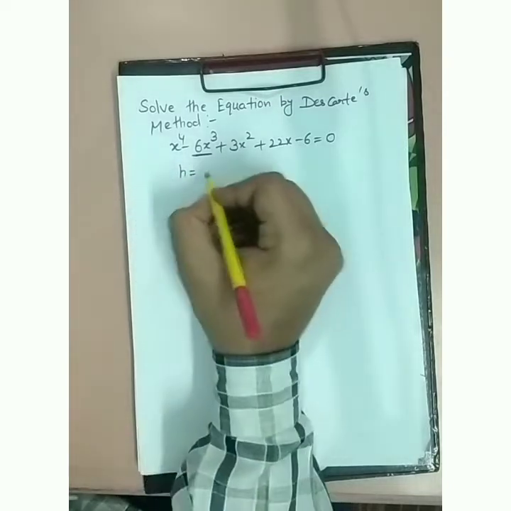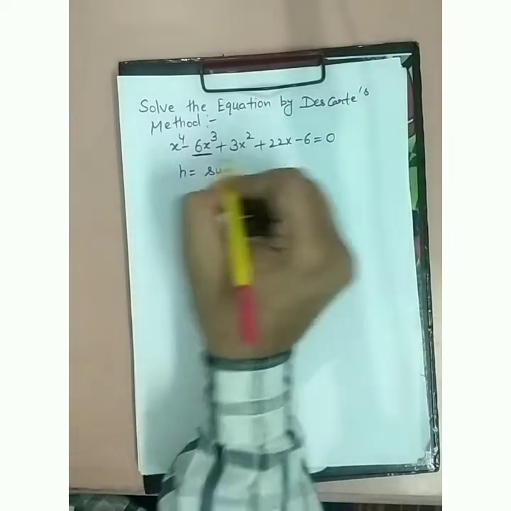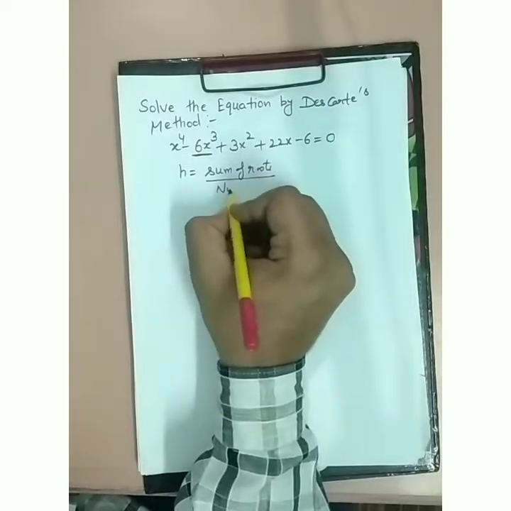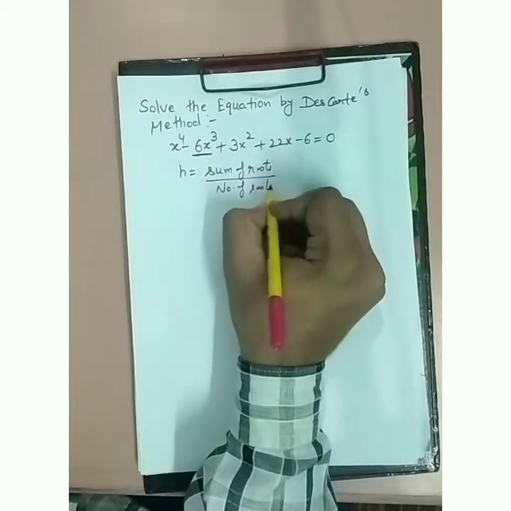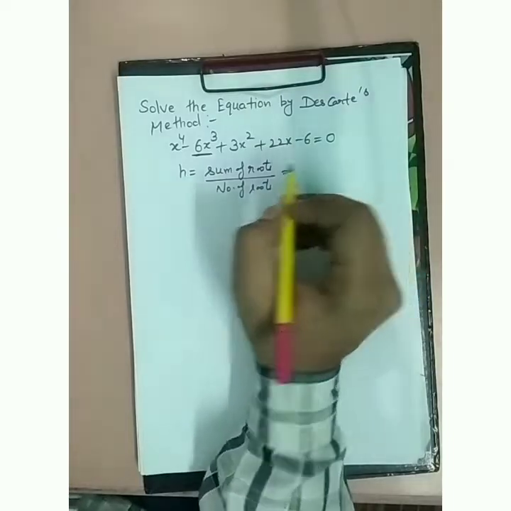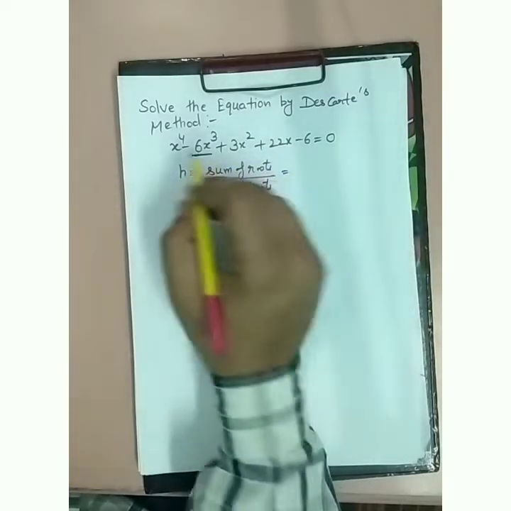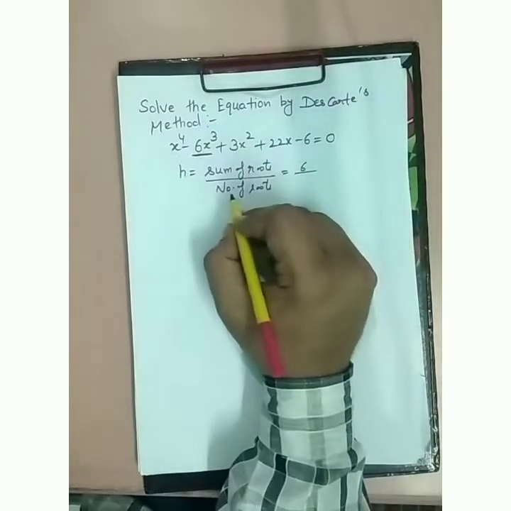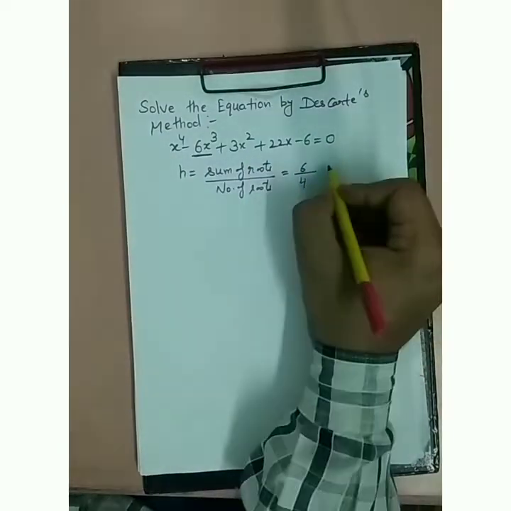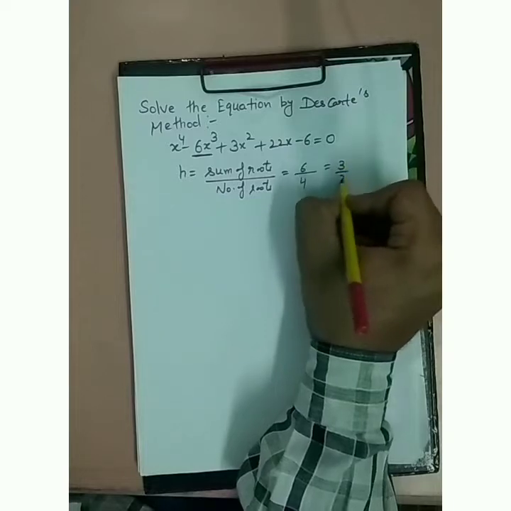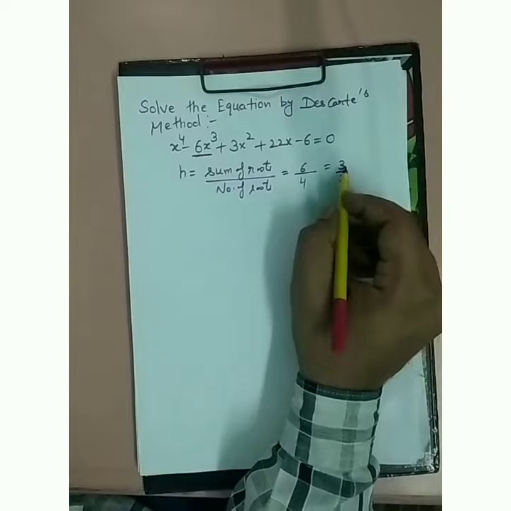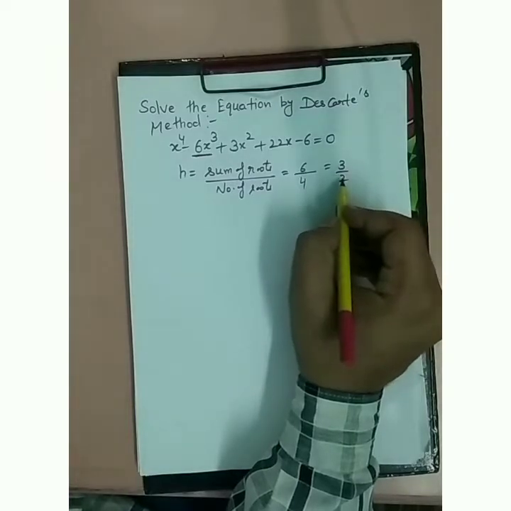What is h? h is equal to sum of roots upon number of roots. Sum of roots is plus-minus 6 upon 1, and number of roots is 4. So that means h is equal to 3 by 2. So here h is equal to 3 by 2, which is a fraction, but we want it without fraction.